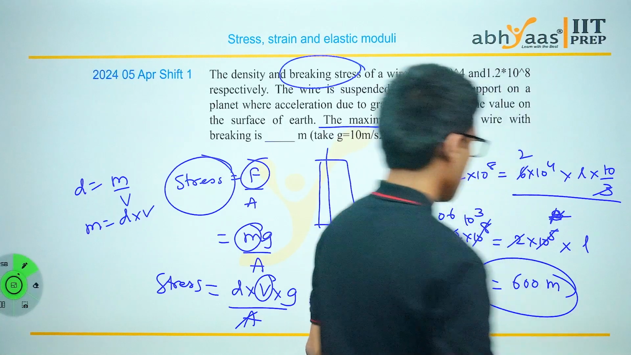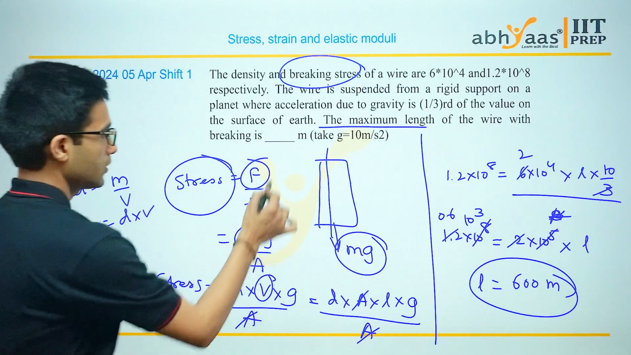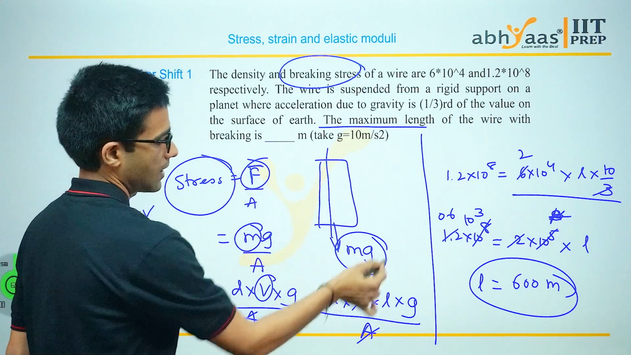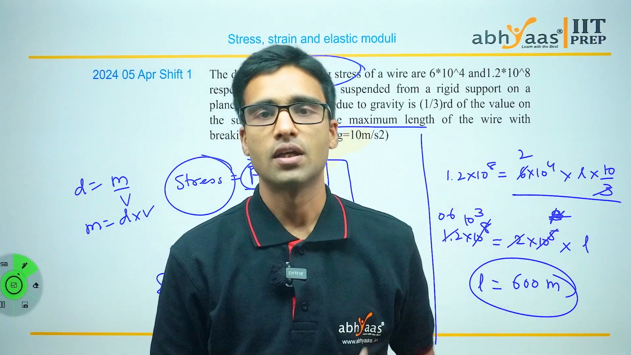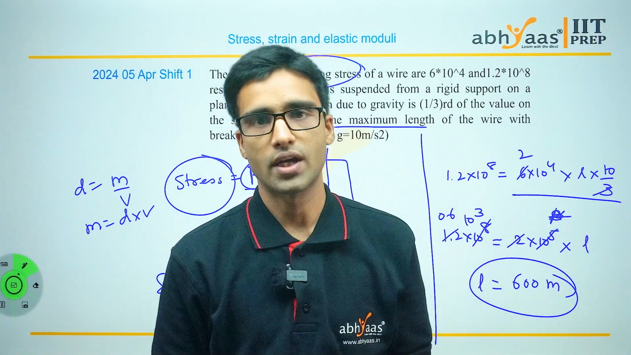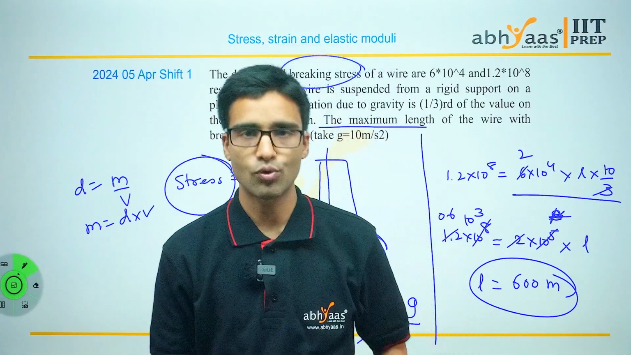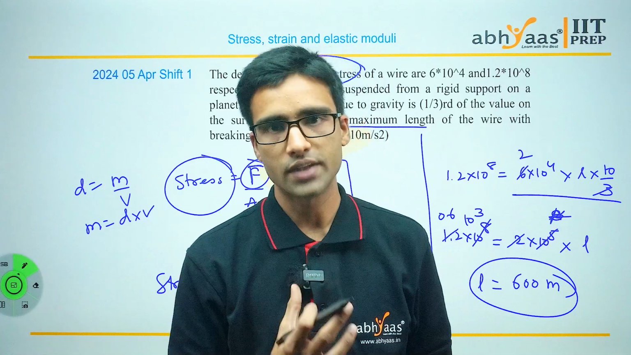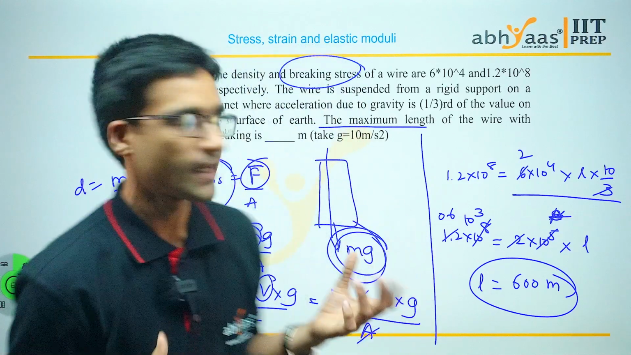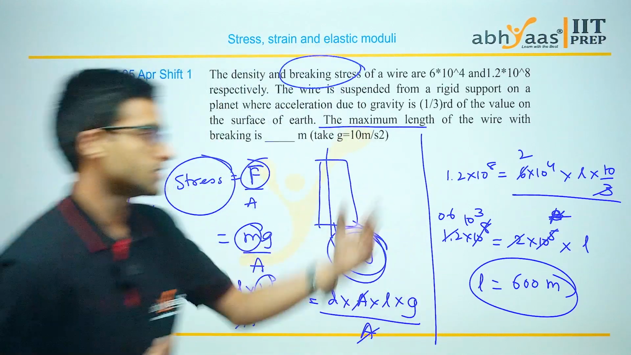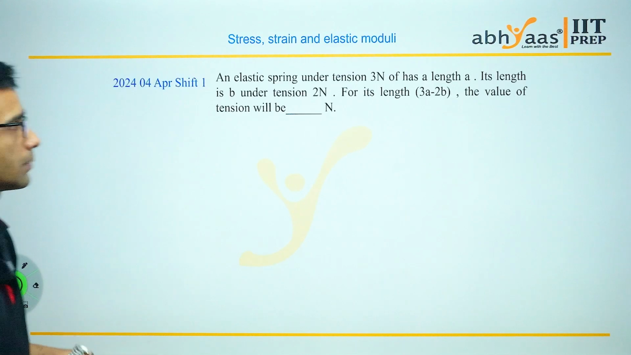So directly you get the same formula, stress equals force per area, but we have to consider the force because the wire is suspended like this. What is the force? Because of its weight only. But g value is g by 3. We also got the density, and we need length. Density is equal to mass per volume, so I converted mass to density into volume. If you make volume as area into length, area cancels. So length equals 600 meters. This is also a medium type of question.